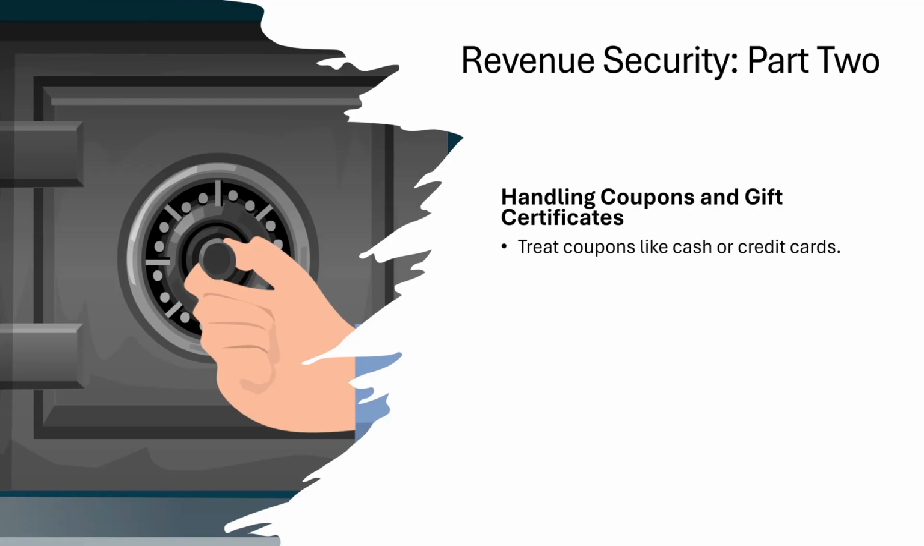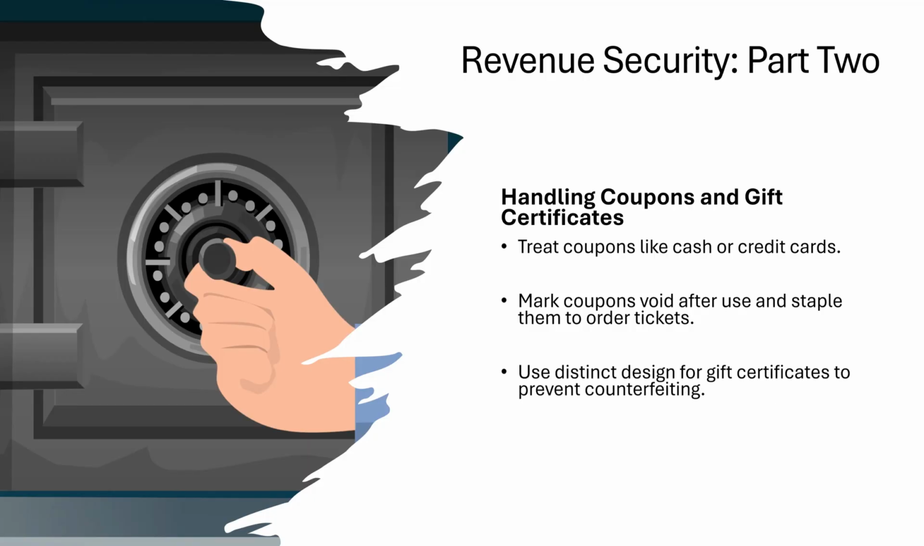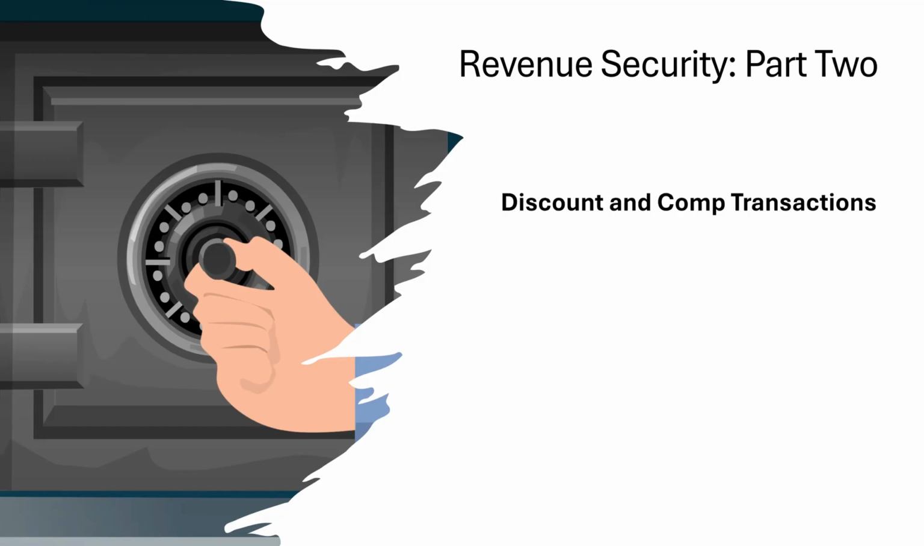Handling your coupons and gift certificates, right? Treat coupons just like cash or credit cards because they are. And then mark coupons void after use and staple them to the order ticket so they can't be reused. Use a distinct design for gift certificates, right? So they know that they're yours and they're not counterfeited. And then set up a gift certificate log. So when we issue our gift certificates, we can also log when they're used. Again, to prevent people from trying to use copies.